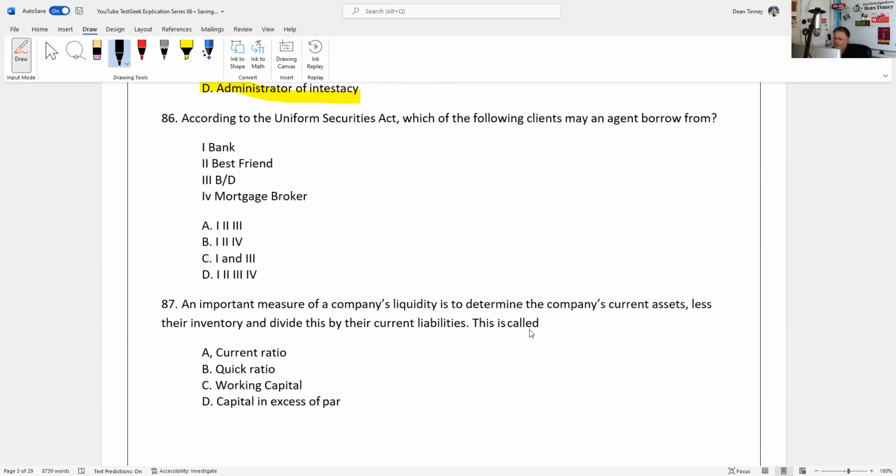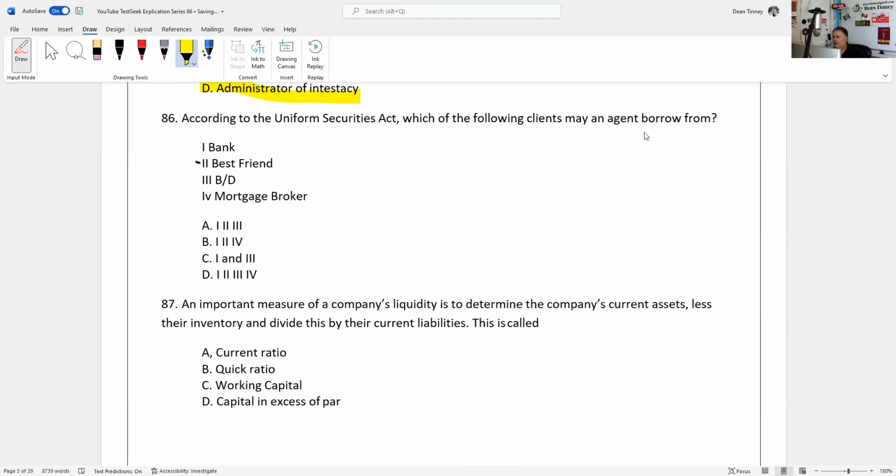According to the Uniform Securities Act, which of the following clients may an agent borrow from? Well, a bank and a bona fide loan would be okay. And a broker dealer and a margin account would be okay. Both the bank and the broker dealer give loans as a normal course of their business. And as long as you're getting a loan through the normal course like anybody else does, the way we say it on the test is a bona fide loan from a financial institution, that's fine. What's not going to be fine is getting a loan from your best friend.